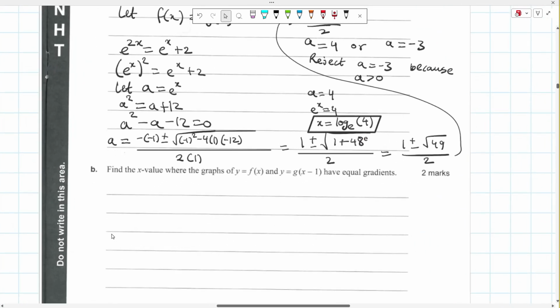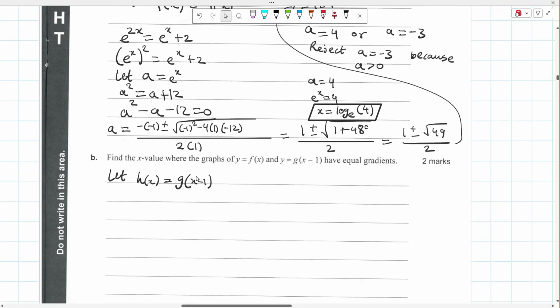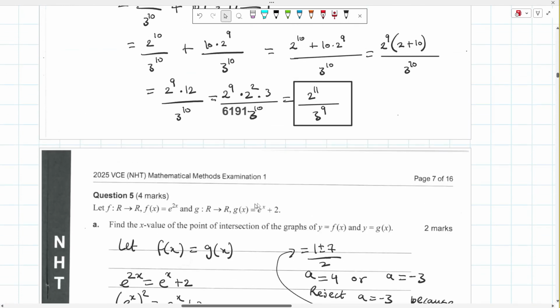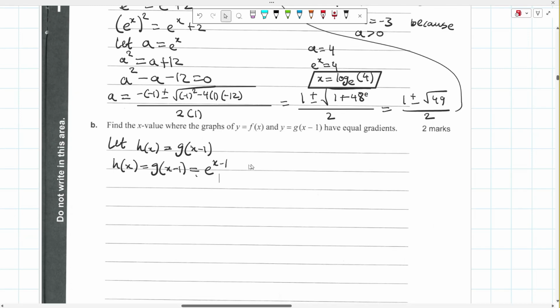So let's go to the next one. Find the x value where the graphs of f of x and g of x minus 1 have equal gradients. Okay, I'm seeing g of x minus 1. I don't really like working with that too much, so I'm going to say let h of x equal g of x minus 1. Now, this has something to do with the gradients, right? So let's find the gradient. And first, actually, let's find h of x. That's g of x minus 1. So let's go back to g of x and just stuff in x minus 1 here. So e to the x minus 1 plus 2.